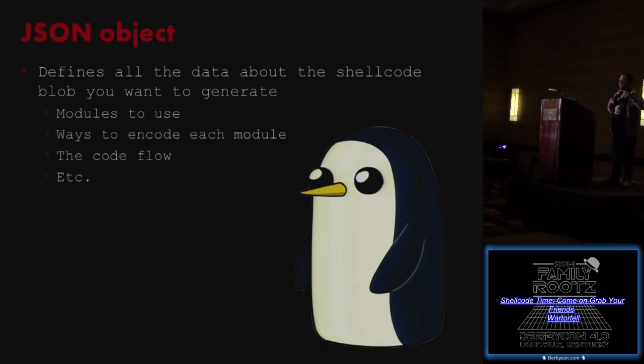And then finally, the other part of this is how I describe it, which is just with a JSON object. I wanted to make this simple enough that if you tell it nothing, it's still going to create a shellcode module for you. So I have a JSON object that defines all the data about the shellcode blob that you want to generate: the modules you want to use, the way you want them encoded, the code flow of the modules, and so on and so forth. And it will create this whole thing for you just from that.